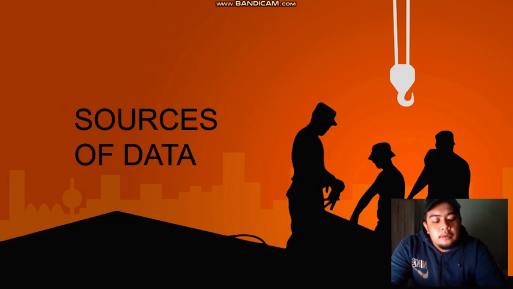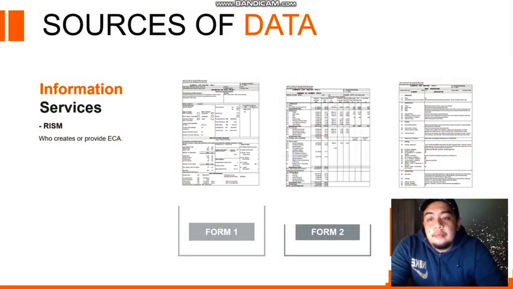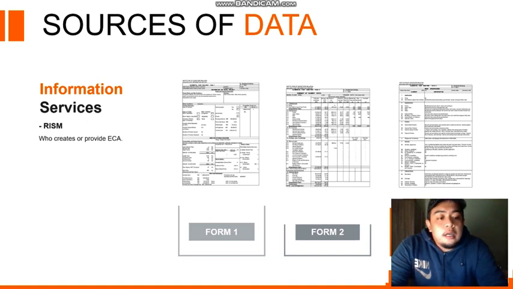There are a few sources of data that we can get from. The first one is from information services such as RISM, who create and provide the ECA. ECA consists of three forms, that is Form 1, Form 2, and Form 3.